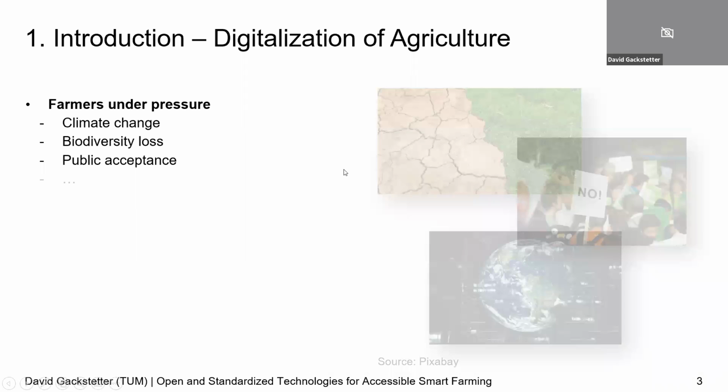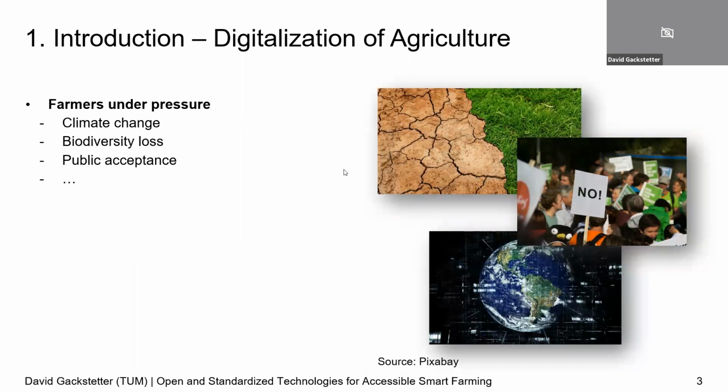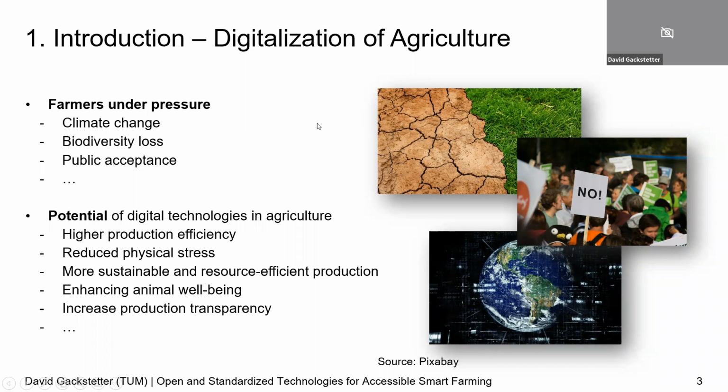Farmers all around the world are put under pressure for different reasons. Some maybe also the same reasons, like global issues such as climate change or biodiversity. These are global phenomena putting a lot of pressure on farmers' production. But also, like in Germany, we have certain public acceptance issues which put farmers and their production under a lot of pressure.